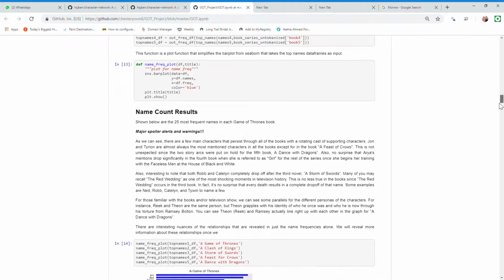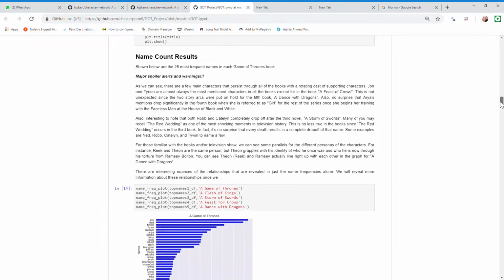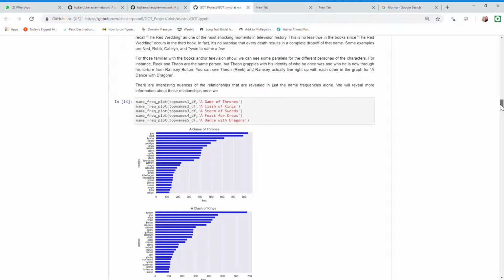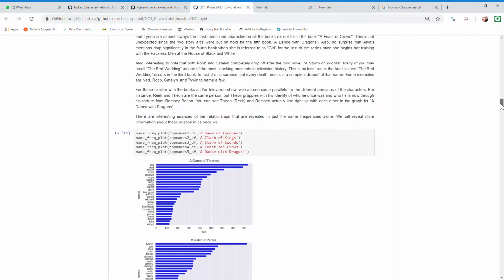And now we're up to results. And as a warning, if you're going to read through this, I won't necessarily get into it now, but there are major spoilers in this breakdown. But if you look at the first book, Jon and Ned and Tyrion are the top characters in terms of importance.